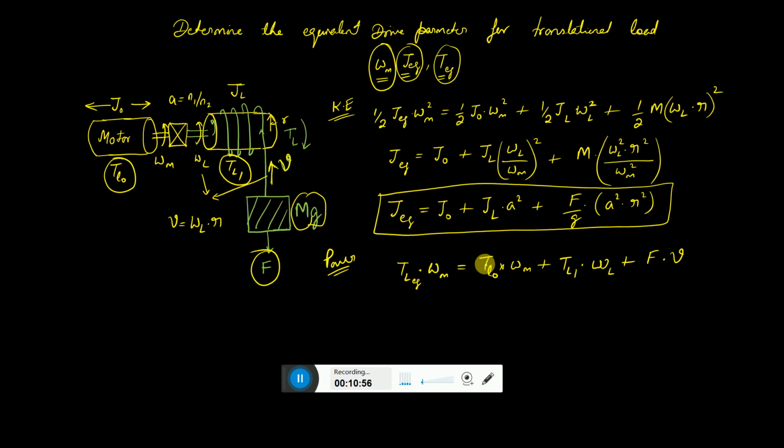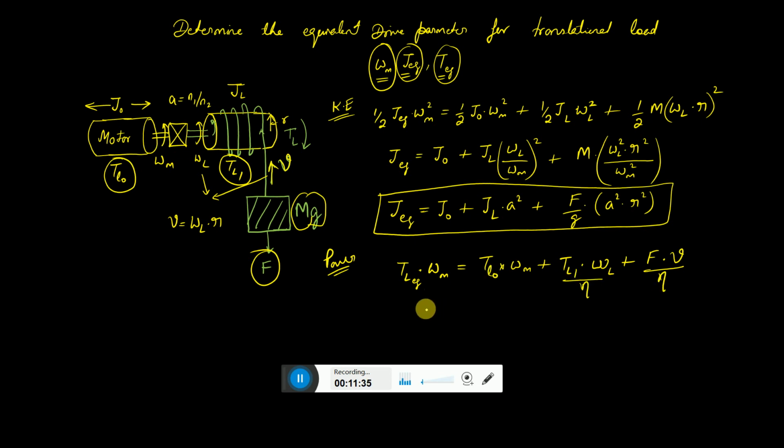Now, another thing is that if this gear is not 100% efficient, or there is some slippage over here, slip means a perfect grip is not there, so there may be a chance that efficiency is not 100%. So the efficiency factor will come into the picture for this translational load, and it will also come into effect for this rotational load, because the efficiency factor will be there after the gearbox. So it will be there for both of them, but it will not be there for the motor.